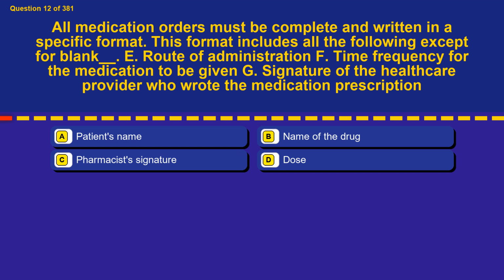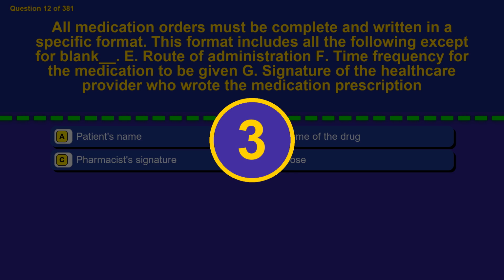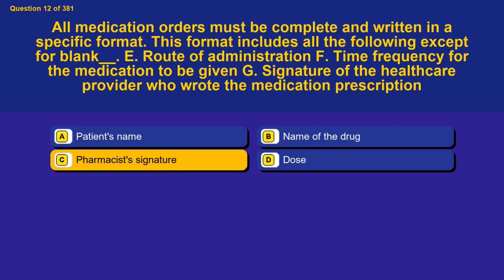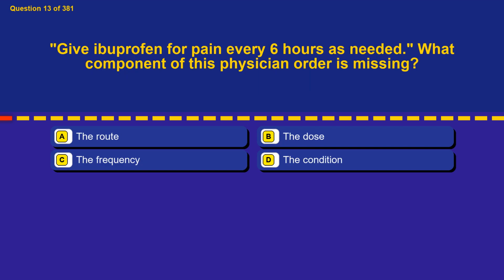Question 12. All medication orders must be complete and written in a specific format. This format includes all the following except for blank blank. E. Route of administration. F. A time frequency for the medication to be given. G. Signature of the healthcare provider who wrote the medication prescription. Option A. Patient's name. Option B. Name of the drug. Option C. Pharmacist's signature. Option D. Dose. The correct answer is option C. Pharmacist's signature.